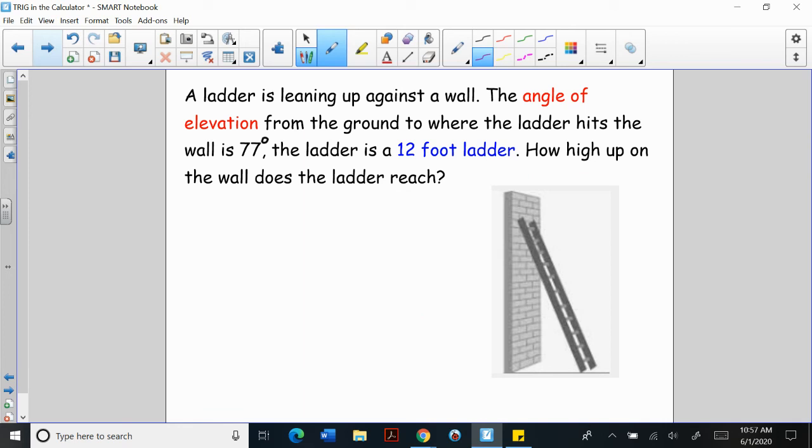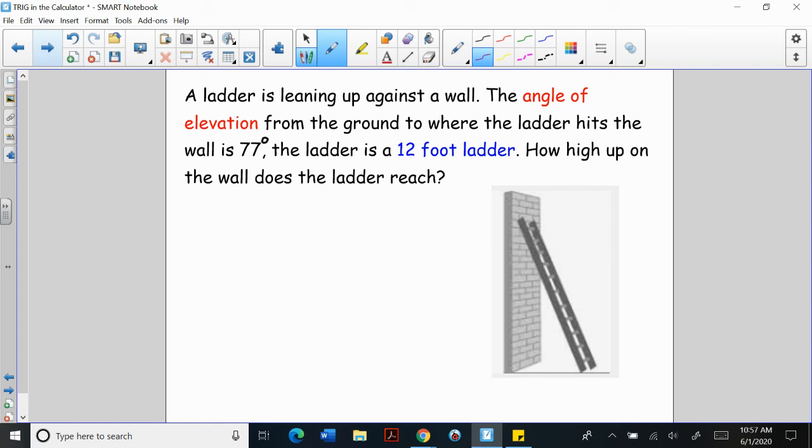And we're actually already ready to set up this word problem because they gave us all the information that we need. Okay, let's read through and see if we can label our picture. First of all, go ahead and draw a picture. It doesn't have to be as pretty as mine. I kind of borrowed mine from the internet. So anyways, just draw a picture of a ladder leaning up against a wall.